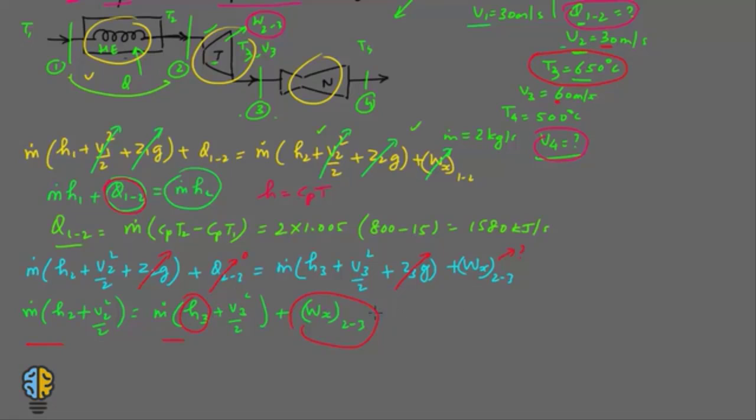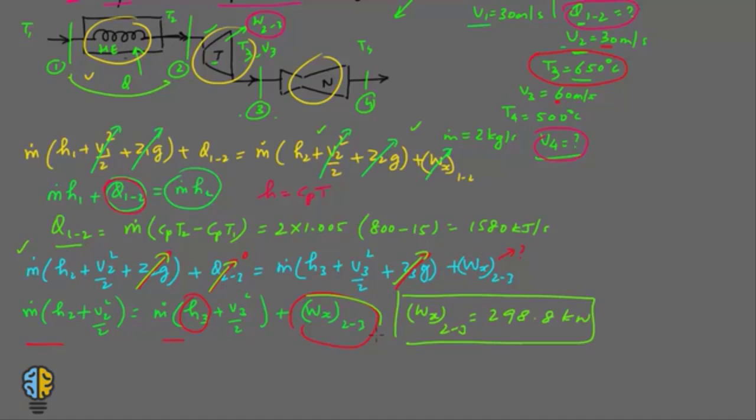So when you put in the values, the Wx23, that is the shaft work output from the turbine, would come out to be 298.8 kilowatts. So this is the second quantity that you need to find out in this question. Very simple. Apply the SFEE for the turbine. We know there are no elevation differences, so they become 0. It is an insulated case, so the heat loss is 0, and this is something we need to find out. Just simply put in the values and find out the answer.